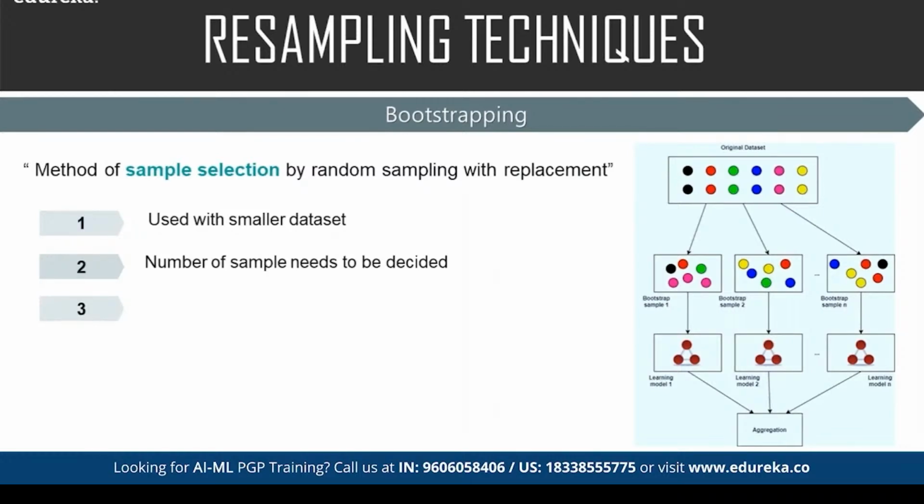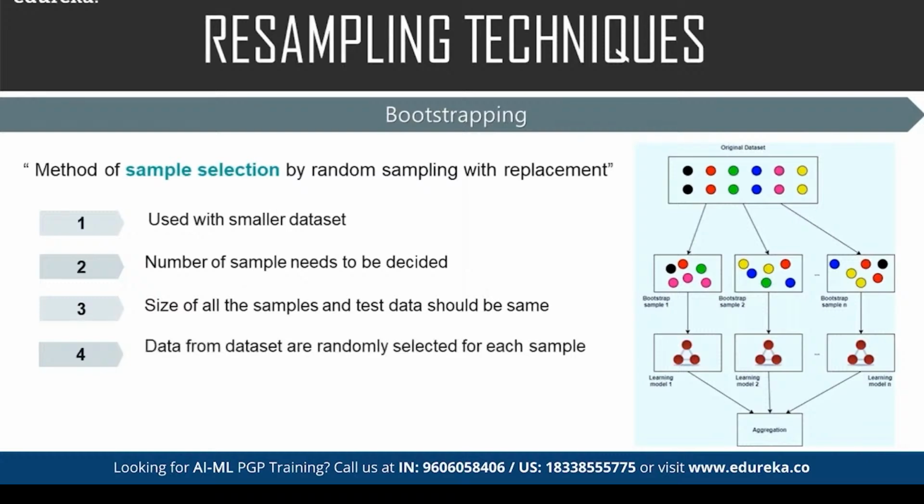The number of samples can also be decided with the help of this method, and the size of all samples and test data should be the same when we opt for the bootstrapping technique. Data from the data sets are randomly selected, as I just told you. For each sample we resample it, and then finally we aggregate everything, which we also call bagging. We build different models upon the bootstrap data and ensemble them by bagging to get an aggregated result, where the highest voted samples are mostly considered.